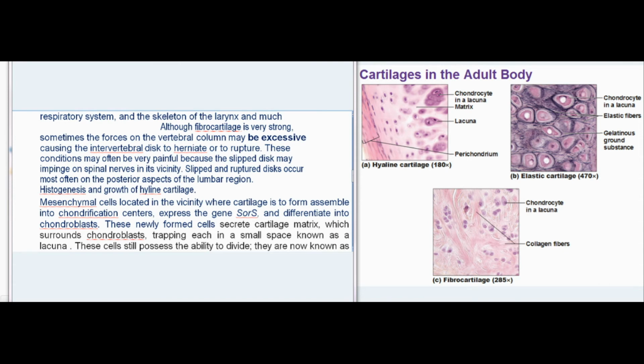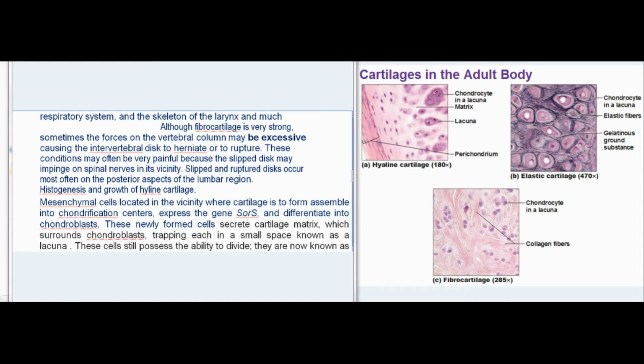Although fibrocartilage is very strong, sometimes the forces on the vertebral column may be excessive, causing the intervertebral disc to herniate or to rupture. These conditions may often be very painful because the slipped disc may impinge on spinal nerves in its vicinity. Slipped and ruptured discs occur most often on the posterior aspects of the lumbar region.